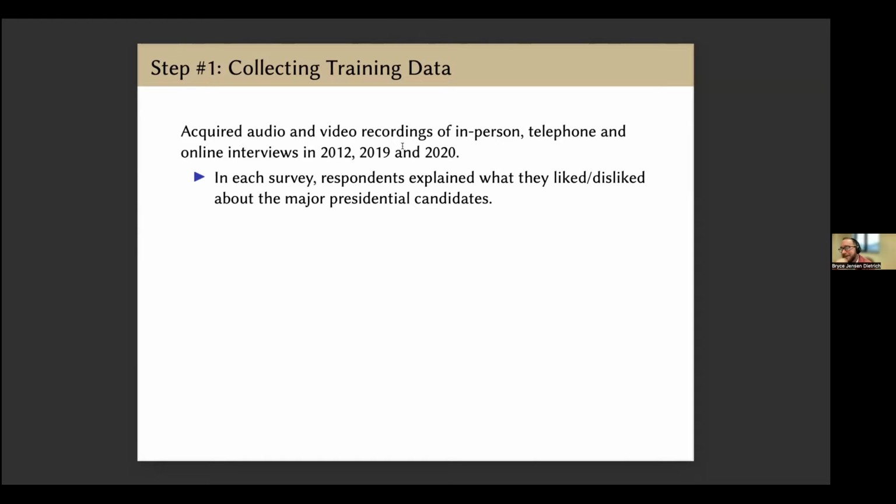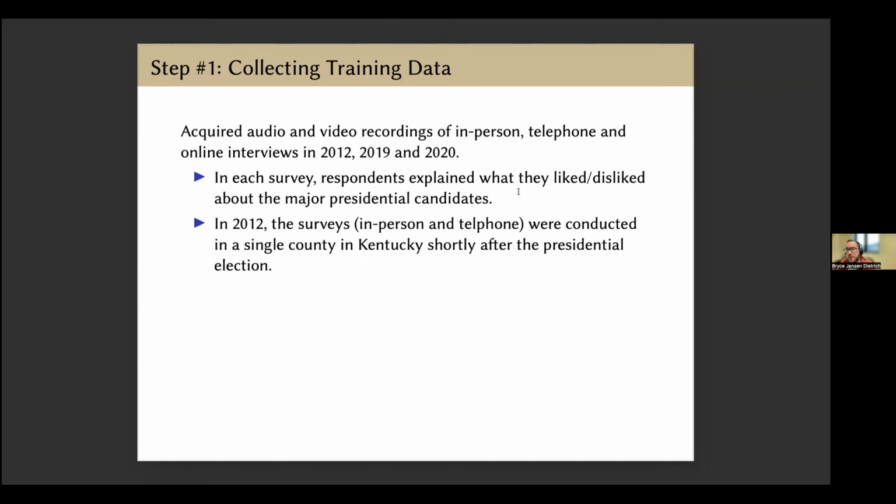But in each of these surveys, respondents explained what they liked and disliked about the major presidential candidates. These were open-ended responses akin to traditional survey questions that you're familiar with from the ANES, the American National Election Studies, or similar surveys. So in 2012, the surveys were in-person and telephone and were conducted in a single county in Kentucky shortly after the presidential election.